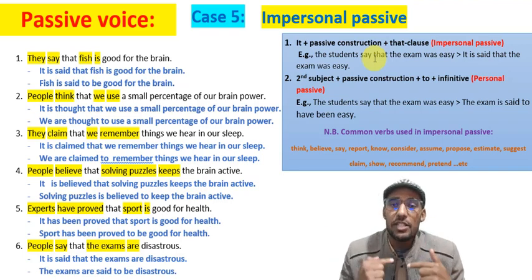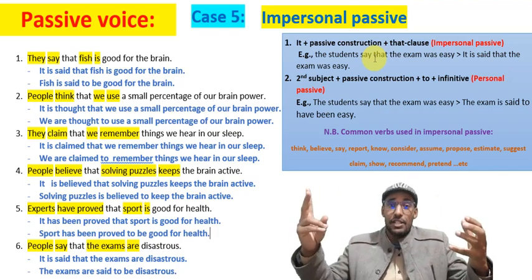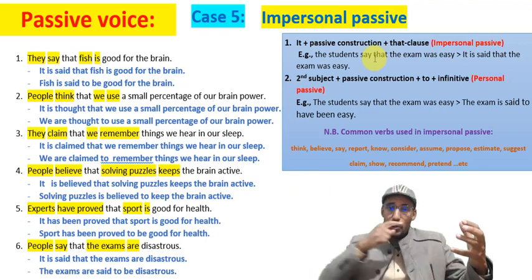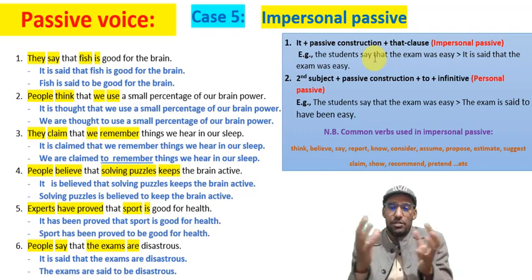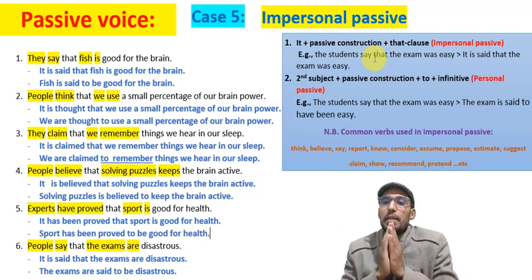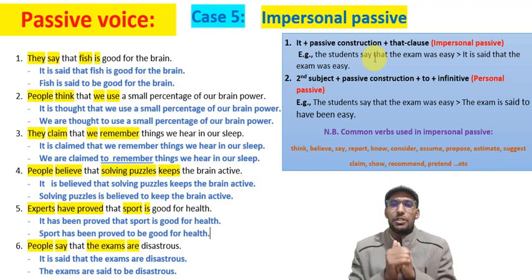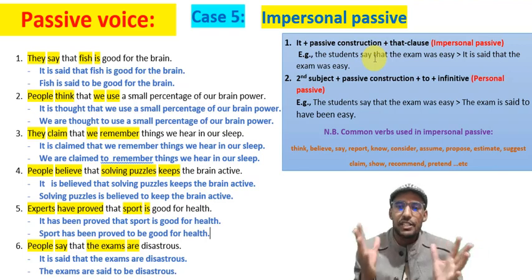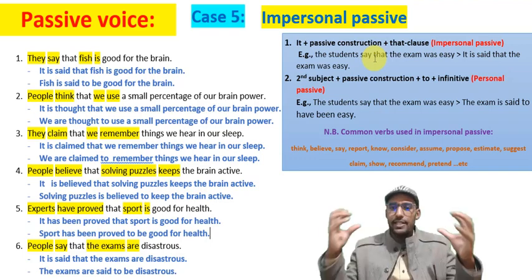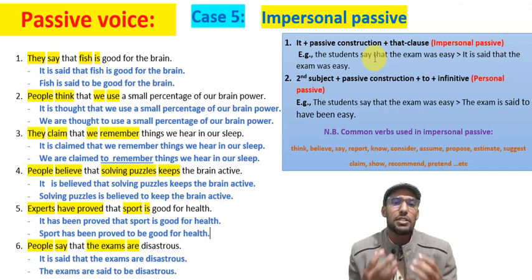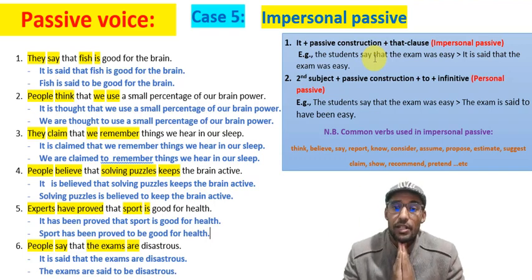Or we follow the second suggestion and begin with the second subject, that is to say the subject of the second clause, plus our passive construction, again with respect to the verb form and the verb to be, plus to and the infinitive, again with respect to any changes regarding the verb. This second construction is referred to as the personal passive, when we start with the subject of the that clause.